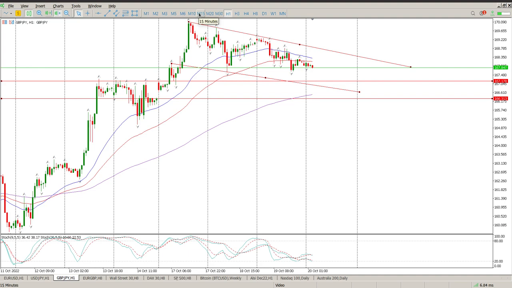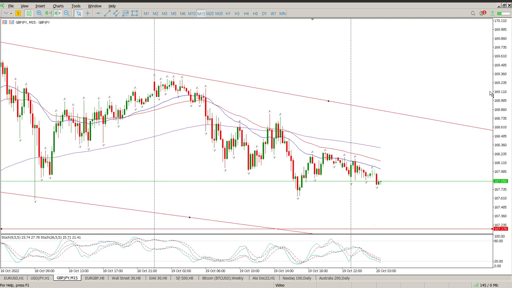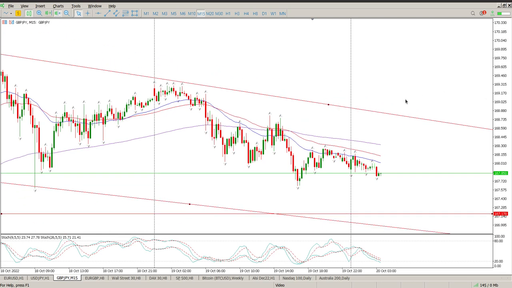So I think we're going to meander down to this area. At the moment, if you look at the 15-minute, there is our crossover and rejection of the moving averages here, and then we dropped off. So I suspect more of the same of yesterday, pretty much just drifting lower until we get some kind of noise.